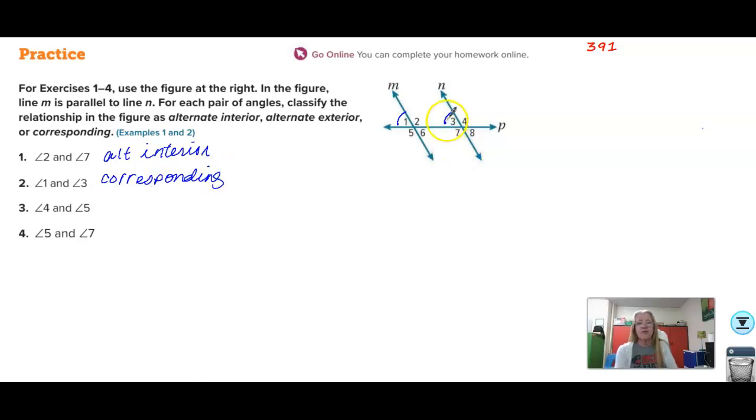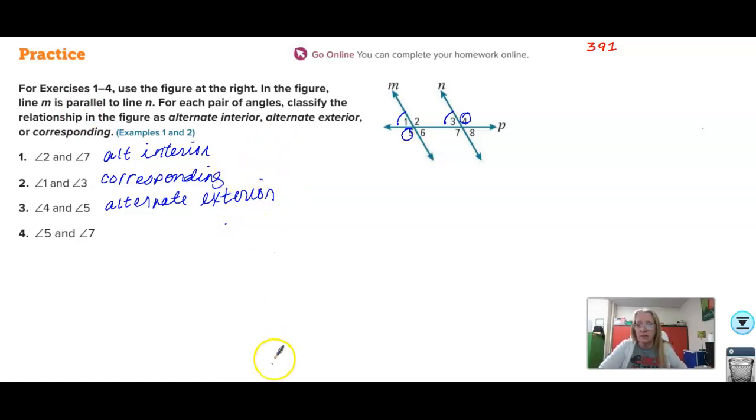Okay. 4 and 5. This would be 4 and this would be 5. They're on opposite sides of the transversal and they're outside of the parallel lines, so they're alternate exterior. Sorry about the handwriting. Maybe if I turn this tab a little bit, it'll get better.